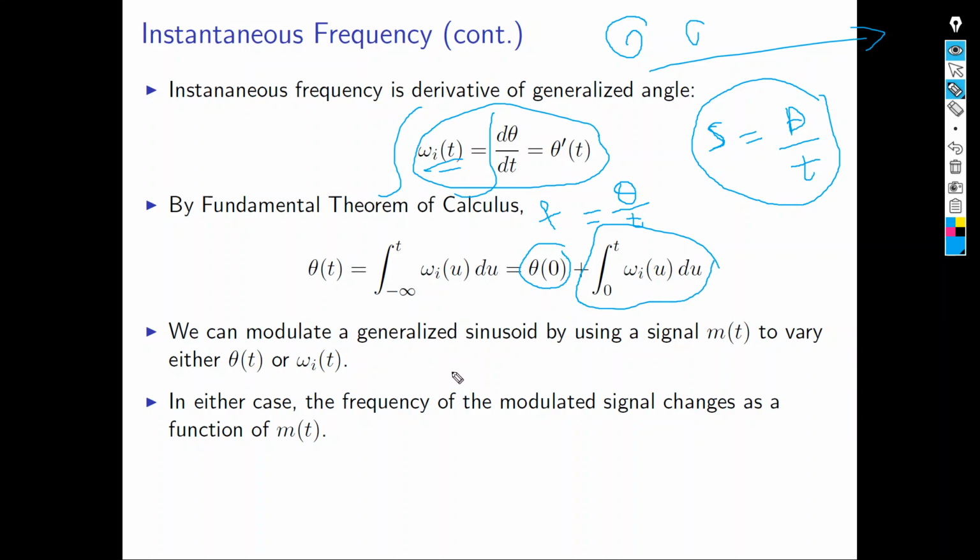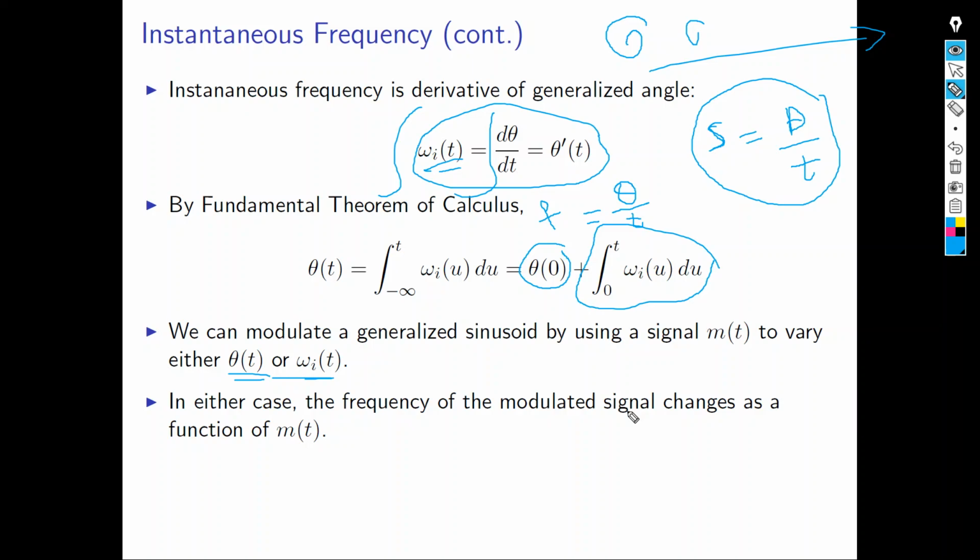We can now modulate a generalized sinusoid by using a signal m of t to vary either theta of t or omega i of t. Yes, the general sinusoid that I explained to you, we can use it to vary theta of t or omega i of t. In either case, the frequency of the modulated signal changes as a function of m of t. Whether you vary the instantaneous frequency or the instantaneous phase of the signal based on the message, at the end of the day you will get a signal with varying frequencies.